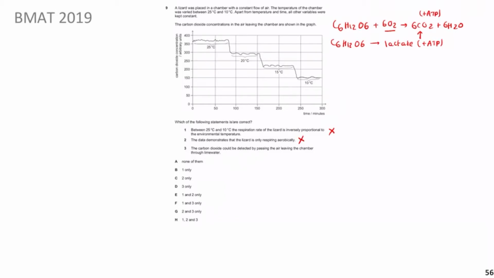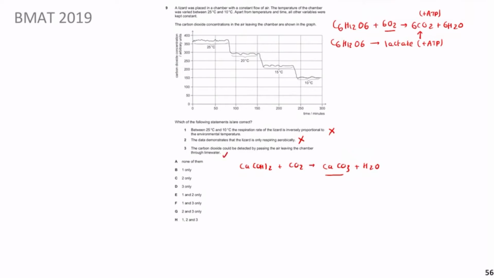And then the last one: the carbon dioxide could be detected by passing the air leaving the chamber through lime water. This is more of a chemistry thing; we're going to cover this when we go to the chemistry section. But yes, remember the test for CO2 is the lime water test, and lime water is basically calcium hydroxide. So you have calcium hydroxide plus CO2, and this reaction produces calcium carbonate plus water. This calcium carbonate is a white precipitate, and if you have a white precipitate mixed in with a solution, you get a milky solution.